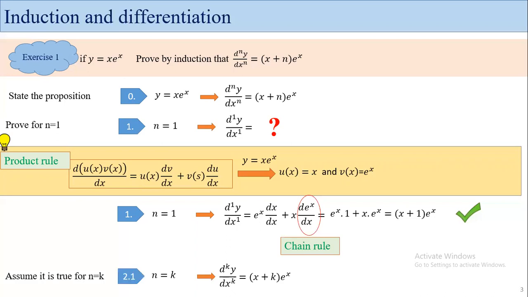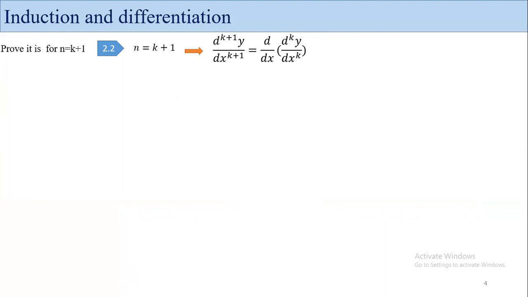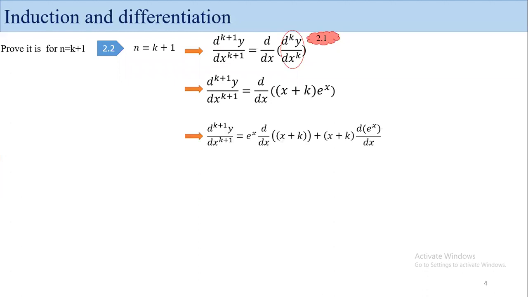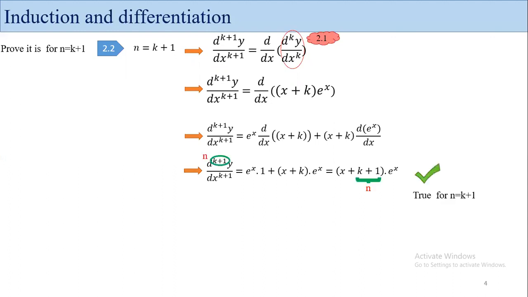In the next step, we assume that the relation is correct for n equal k. So the kth derivative of y is x plus k multiplied by exponential of x. In the last tricky step, we need to calculate the (k plus 1)th derivative of y. Now we just need to take the derivative of the kth derivative we just calculated from the previous step. Again, we use the product rule and then the chain rule to obtain the derivative of the product of x plus k and exponential of x. If we factor out exponential of x, we can see the relation is correct for n equal k plus 1.